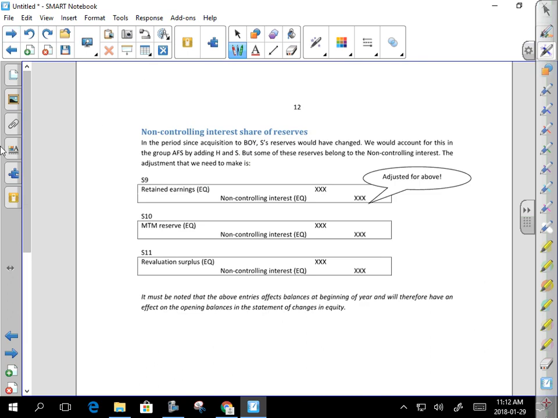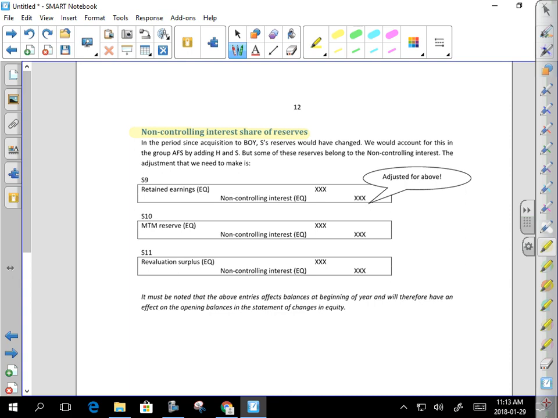Next, in our at acquisition entry, to be perfectly frank, we created this new concept called NCI, not so. And at acquisition, that NCI was measured, we said two possible ways. We said at equity value or at fair value. Right. You have that choice at acquisition. Subsequent to acquisition, okay, you need to adjust your NCI. Okay, but here there's no choice. It has to be at equity value.